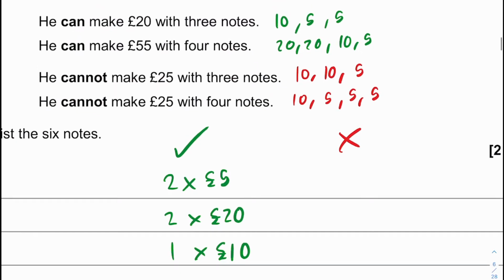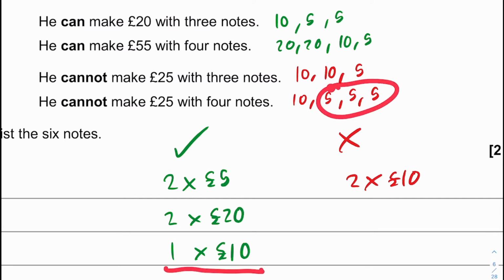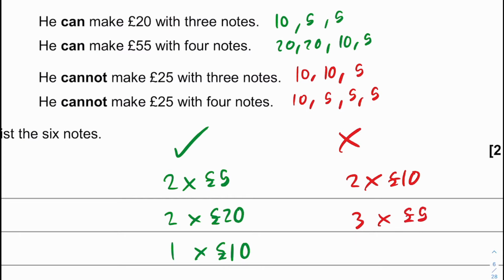So he cannot have 2 10s, because if he did, as he already needs 1 5, well, he actually needs 2 5s. This is here no matter what. The 5 is going to be there no matter what. So therefore he can't have 2 times £10. And then for the remaining statement, he's going to have a 10, because the 10 is needed from the must-have column, whereas the 3 5s, we don't need 3 5s, we only need 2, so we can say he cannot have 3 times £5.